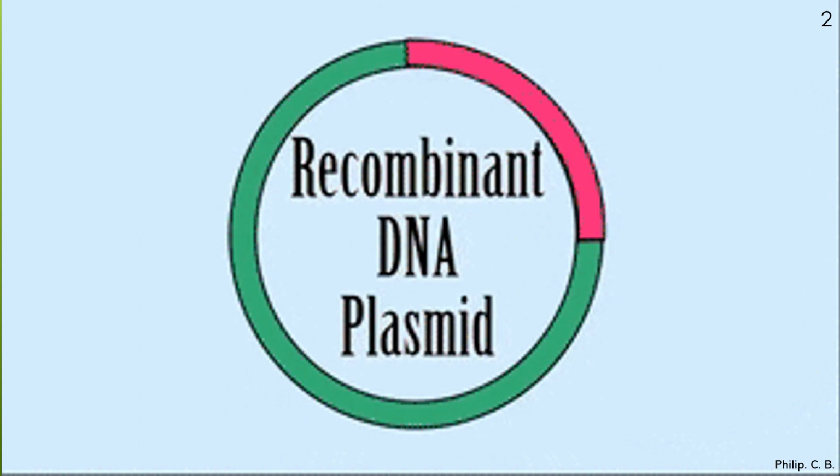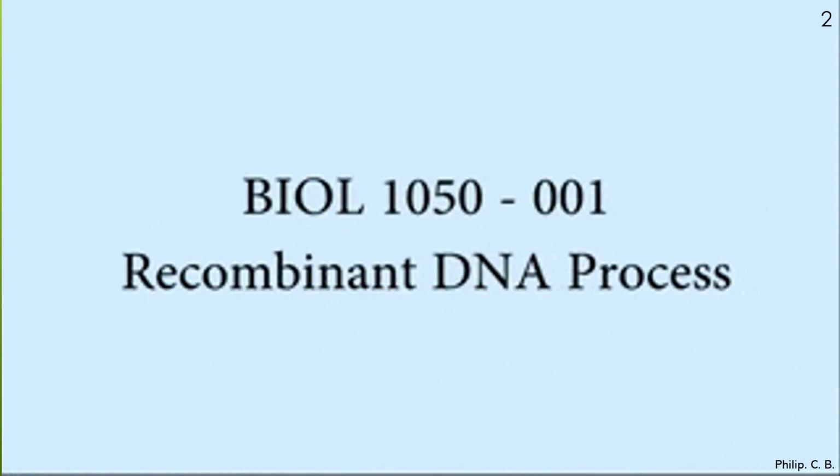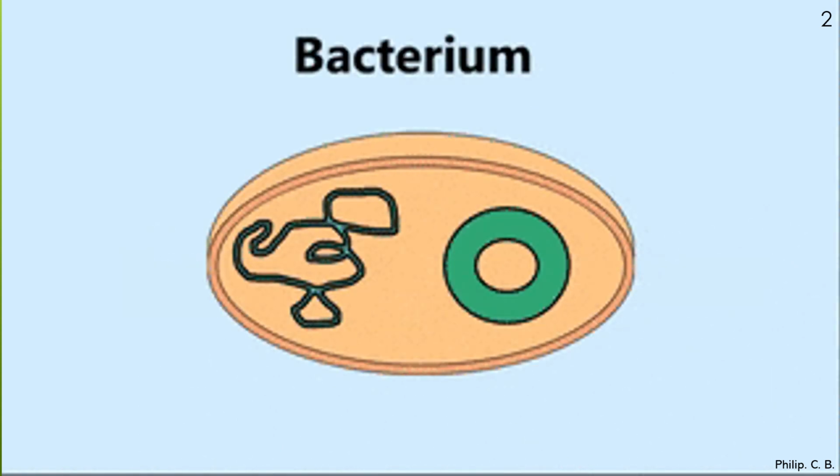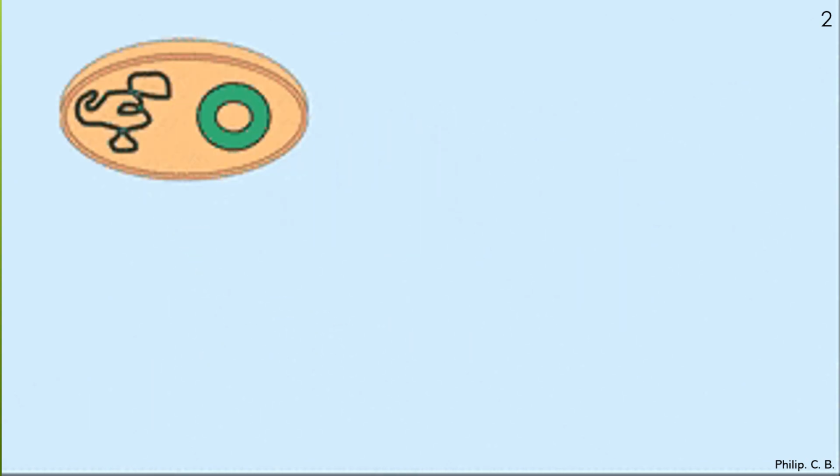Right, so that forms the recombinant DNA plasmid. So that is how the recombinant DNA process takes place in simple ways.